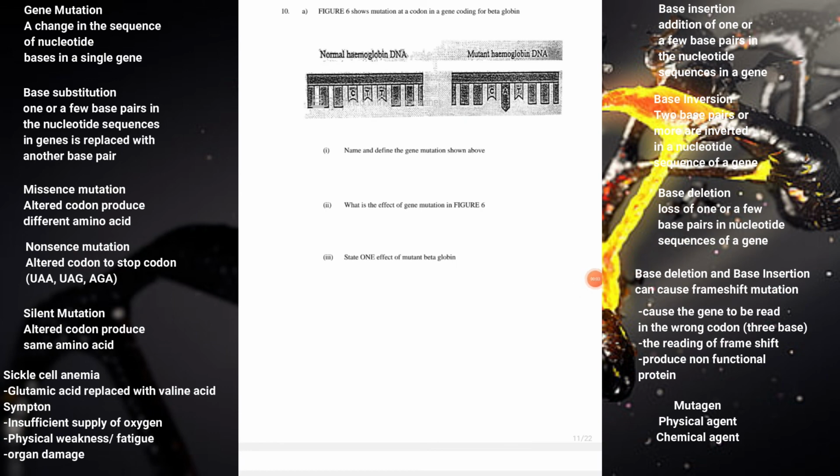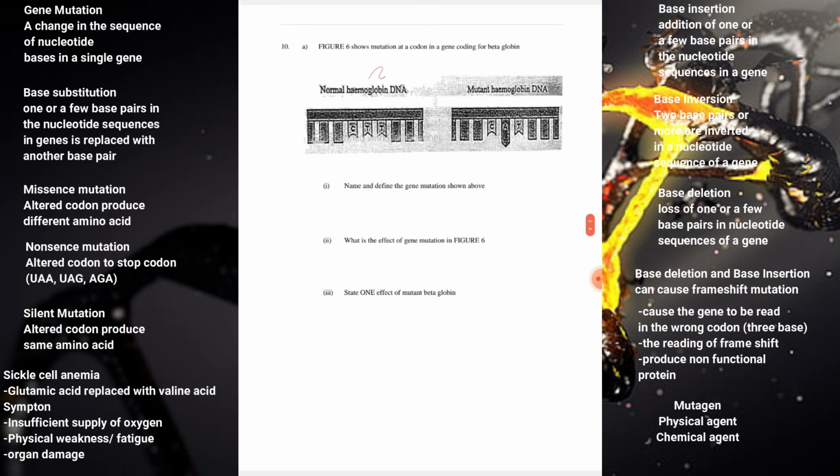Question number 10. Figure 6 shows mutation at a codon in a gene coding for beta globin. So this one is normal hemoglobin, this one is mutant hemoglobin. So now what is the difference is that thiamine, the original base sequence, is replaced by adenine. So you know that this will cause sickle cell anemia. Okay, beta globins.